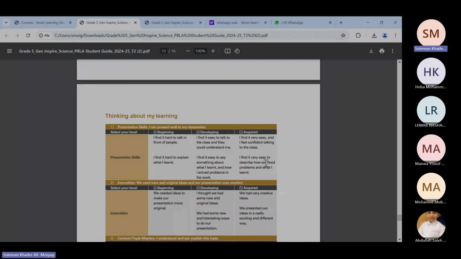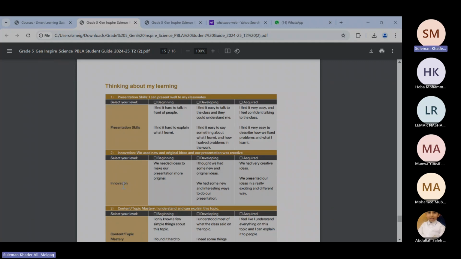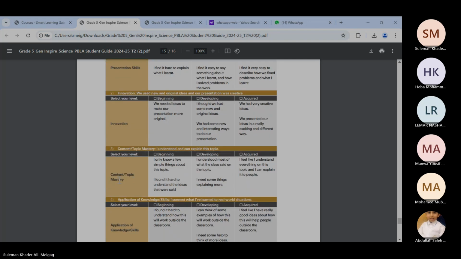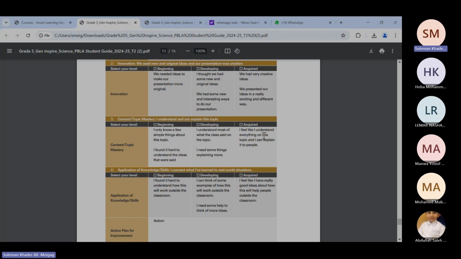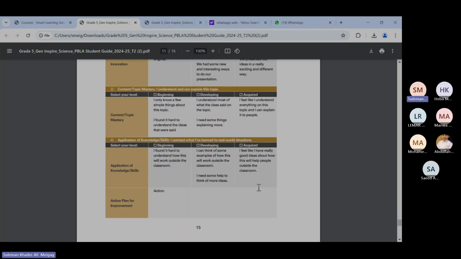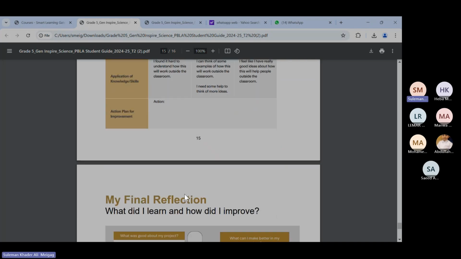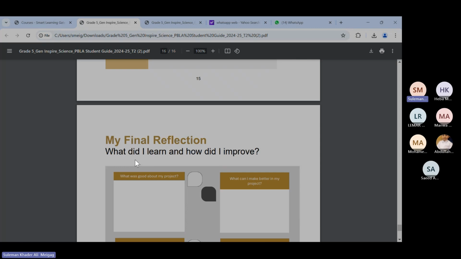See, I find it very easy to describe the problem I fixed and what I learned. Innovation, I made something new. I created new ideas. The topic, I feel like I understand everything on this topic and I can explain it to people. Application of the knowledge. I feel like I have really good ideas about how this helps people outside the classroom. Okay. Next one, final reflection.